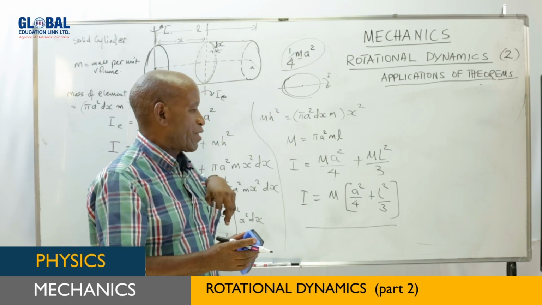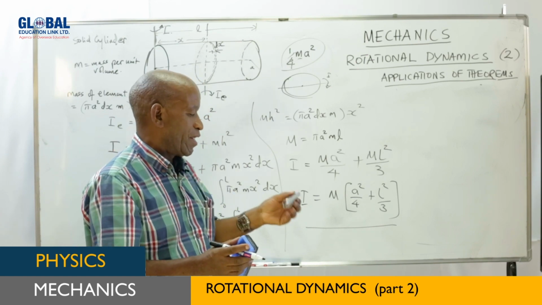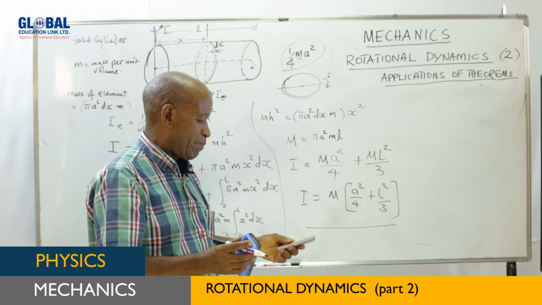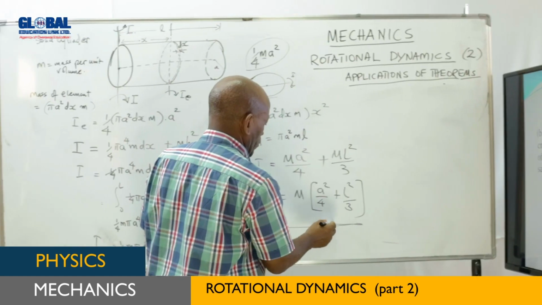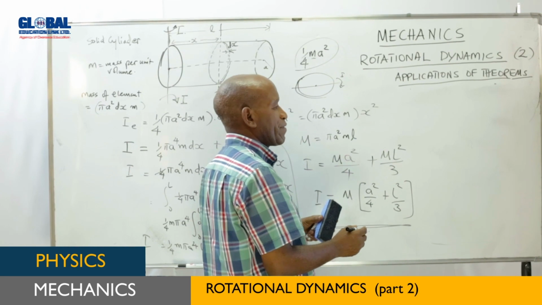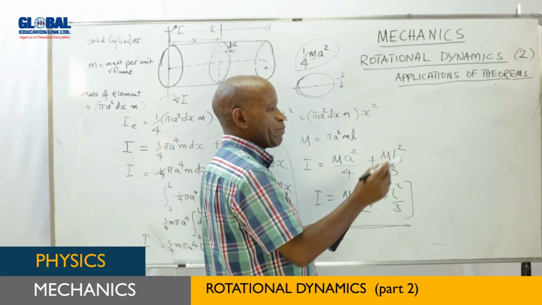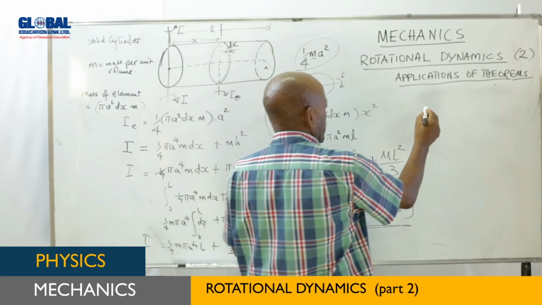And we can now go and look for the second part. Use an expression obtained in part A to compute the moment of inertia of a solid cylinder, given that its mass, radius, and length are 1.5 kilogram, 5 centimeter, and 10 centimeter, respectively. So here, our expression obtained is equal to this much.